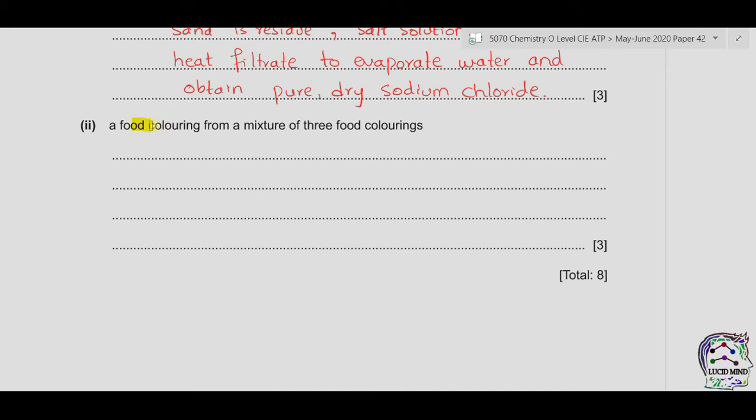Part 2. A food coloring from a mixture of 3 food colorings. Now food colorings are pigments, and pigments can be separated by using the process called chromatography. This question is of 3 marks and then we have to find out 3 different points. In the first step, we are going to put this pigment mixture as a spot on chromatographic paper.